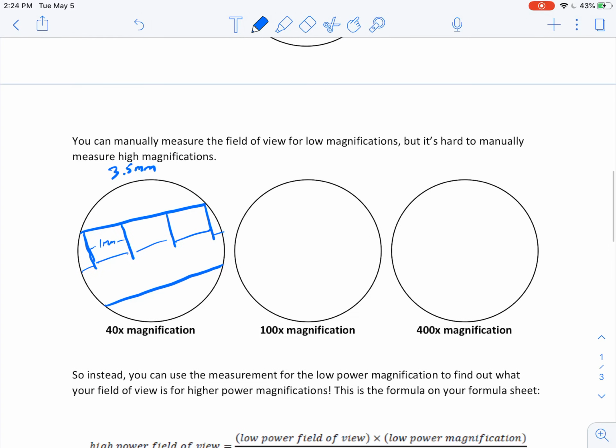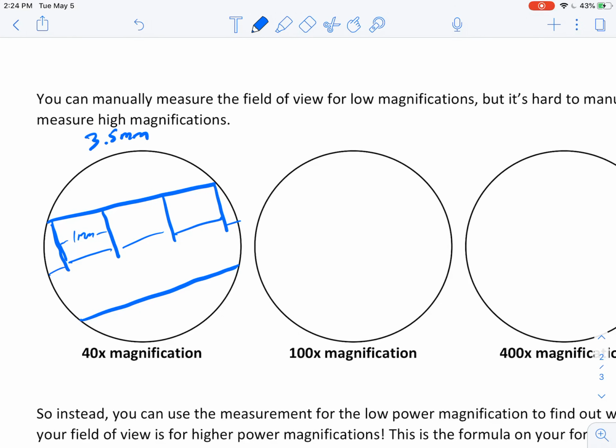So, if I said my field of view diameter is 3.5 millimeters, notice how I used the whole diameter and not just from here to here. The diameter is the biggest line you can make in a circle. It cuts the circle in half. So this would be a 3.5 millimeter field of view.